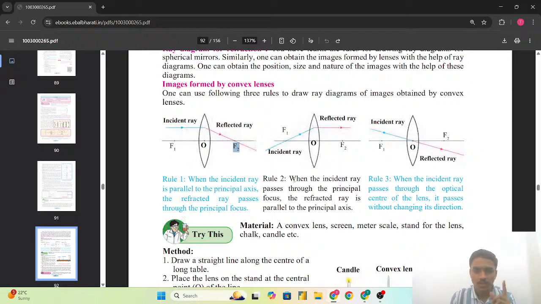Then the second rule is when the incident ray passes through the principal focus, the refracted ray is parallel to the principal axis. That is the opposite. And when the incident ray passes through the optical center of the lens, it passes without changing its direction. That is, when the incident ray passes through the optical center, it does not get refracted, it directly passes without changing its direction. So these are the three important rules for drawing any ray diagram for convex lenses.